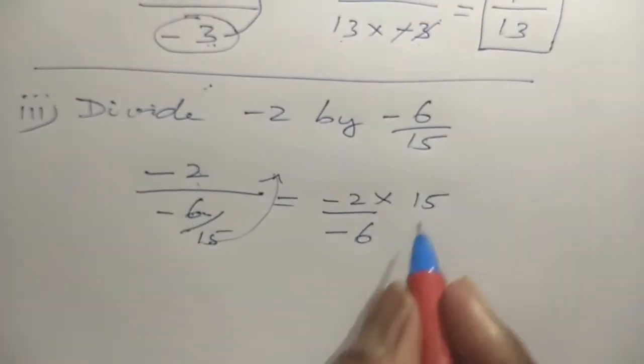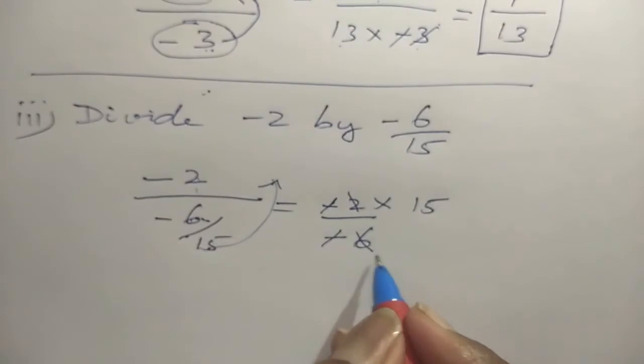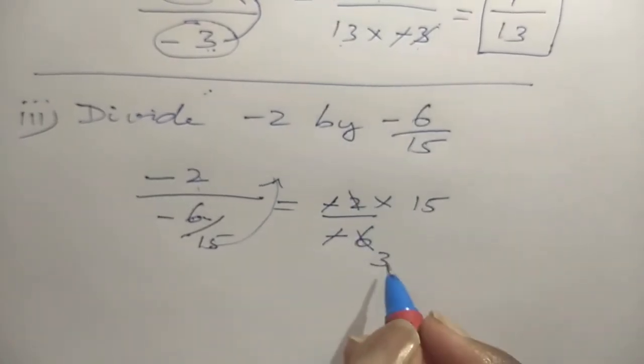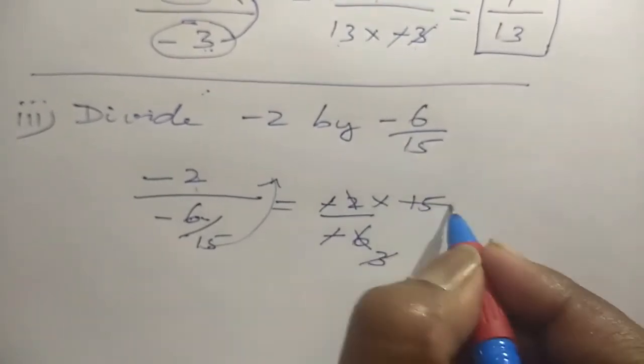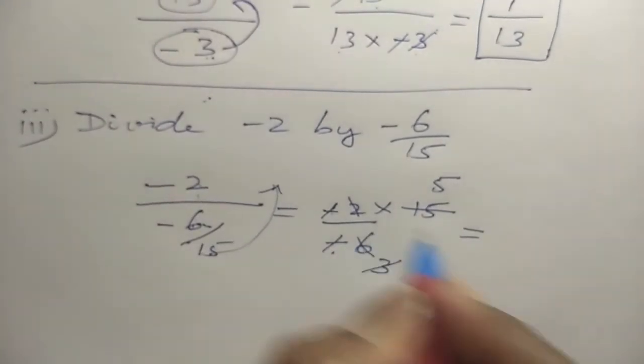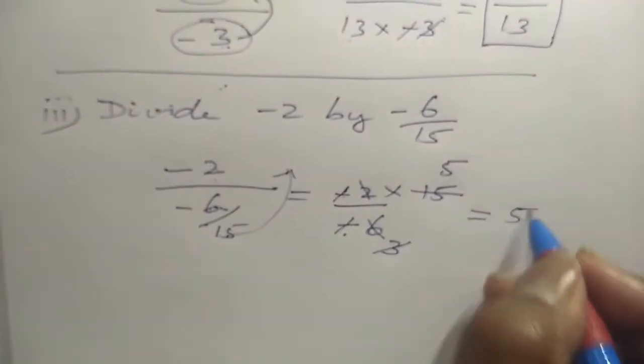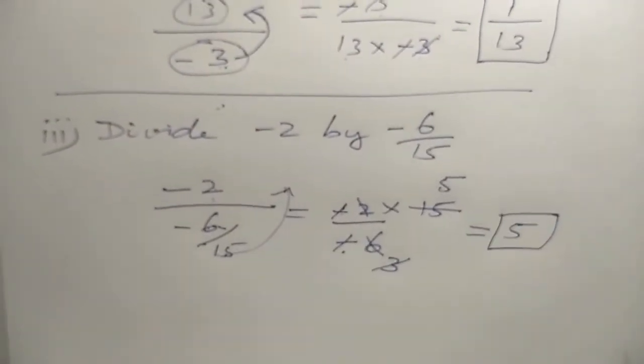The fraction will be changed like this. Now we can cancel this minus and minus. Again we cancel this, 1, 2, 3 are 6. Correct? So here I can cancel this 3 and we cancel this 1. So it is 5. So negative cancelled, so it is positive. No problem. So only the answer we are having here is 5. So this is your answer.